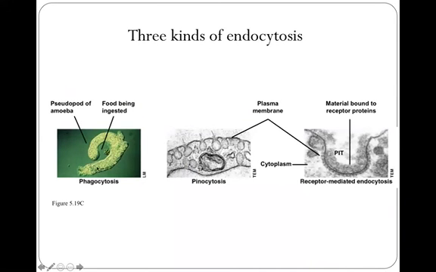These are my three kinds. This is phagocytosis. This is eating a large solid particle. Pinocytosis, you can see the little things that are coming in here. It's sort of drinking it. And then here you can actually see the receptors that are embedded in the membrane.